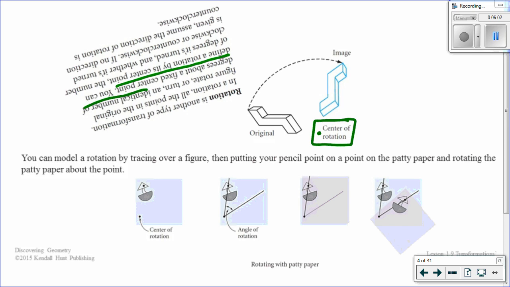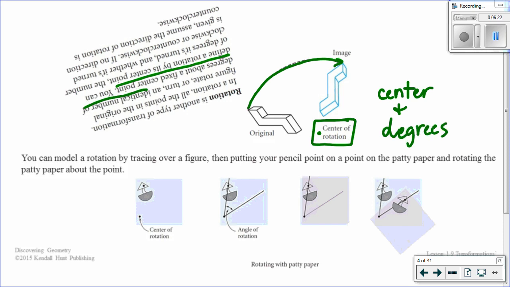Right, so that's one way to define a rotation. I'm going to start with, there's my center. My center of rotation is here, and I am turning it a certain number of degrees around that center. All right, so a rotation is defined by its center of rotation and degrees.